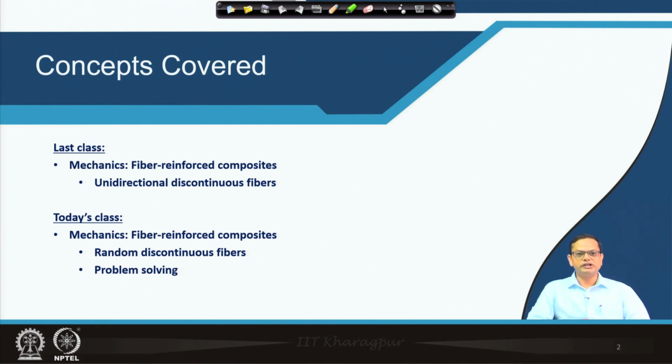We will continue with that, but in this class today we will discuss random distribution. The short fibers are not unidirectional anymore. If we have a random distribution of short fibers, how do we calculate the different parameters, that is the modulus and other parameters? That we will be discussing, and then we will concentrate on certain problem solving. So, let us start our class today.